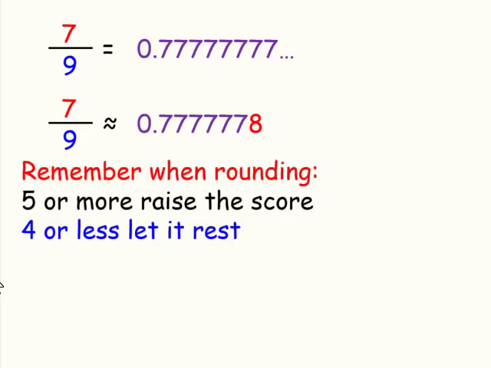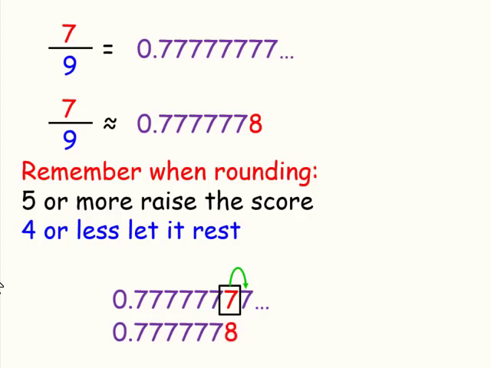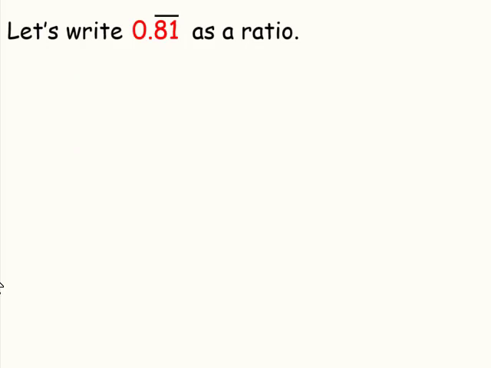And remember, when rounding, 5 or more, raise the score, 4 or less, let it rest. This means if I'm trying to round to this number, I'm going to the number to the right. If it's 5 or more, I'll raise the 7 to an 8. If it's 4 or less, I'll let it rest. In this case, it was 5 or more. It raised the score.